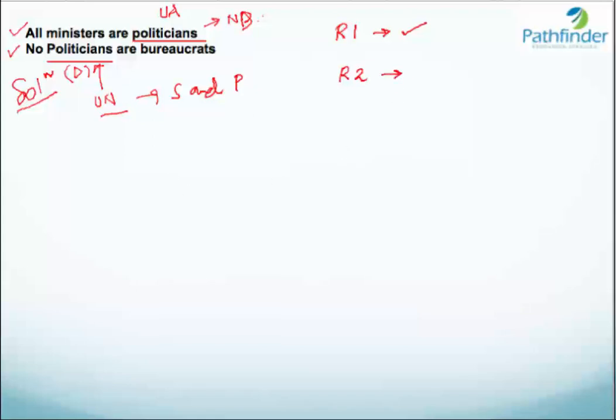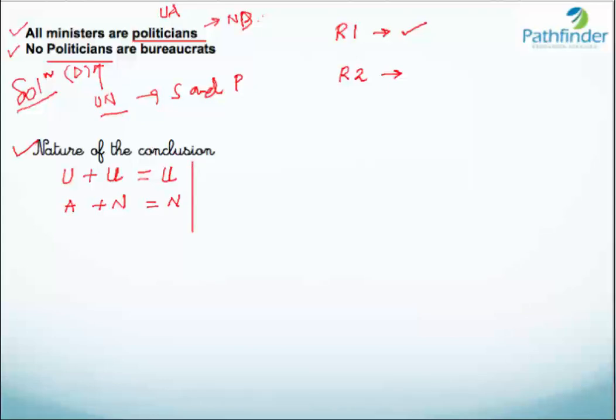What does rule number 2 talk about? It talks about the nature of conclusion. So in this case, we see that we have two universal statements. Therefore, the conclusion must be universal. And we have one affirmative and one negative statement. Therefore, the conclusion must be negative. So on the whole, we can say that the conclusion should be universal negative.